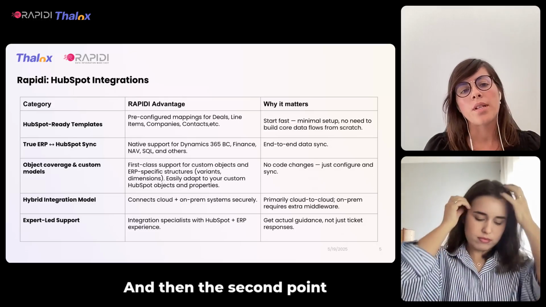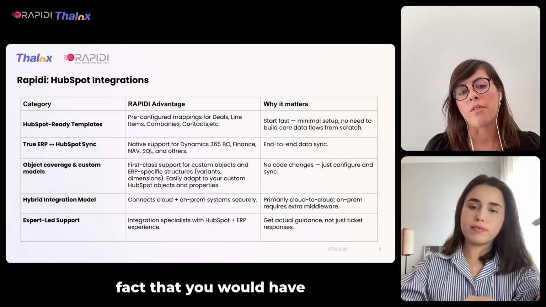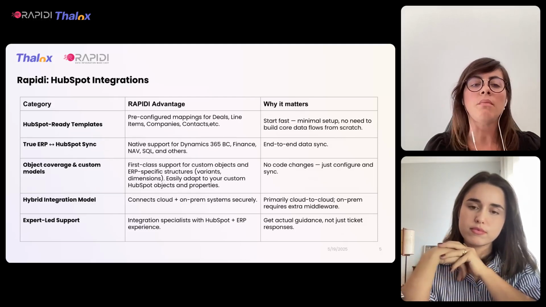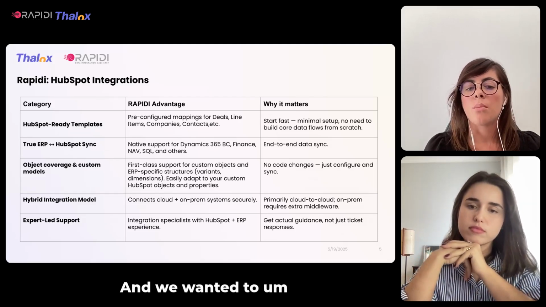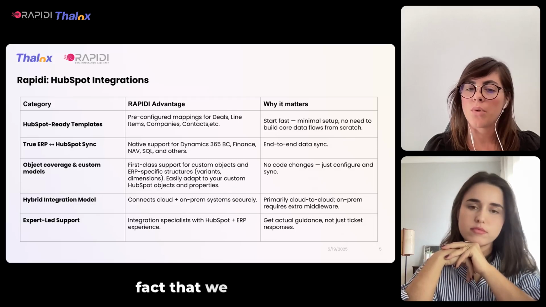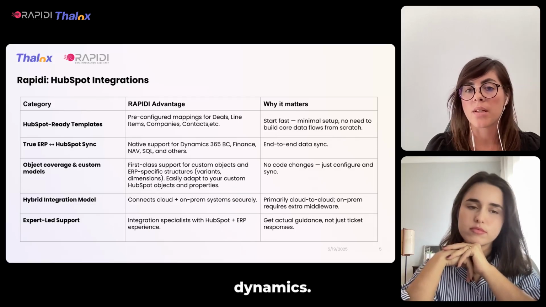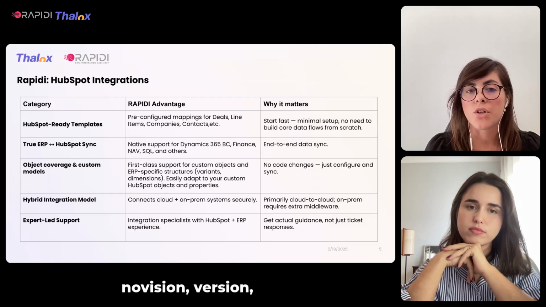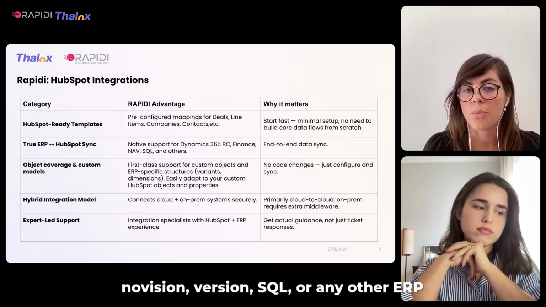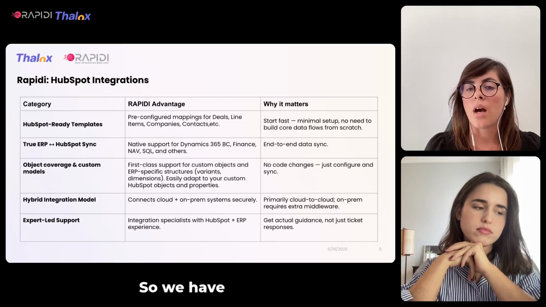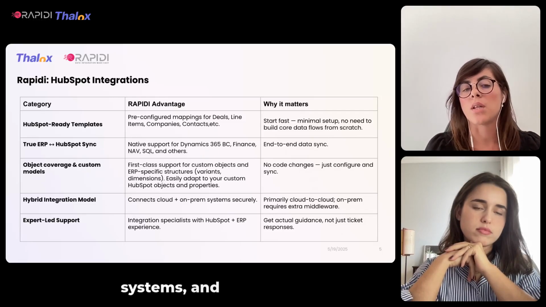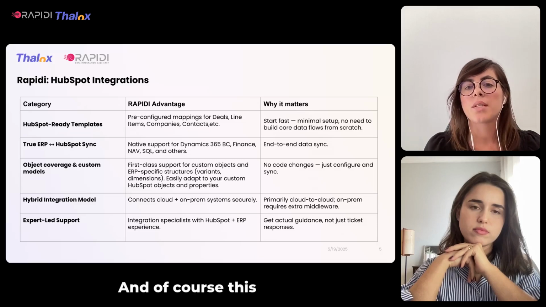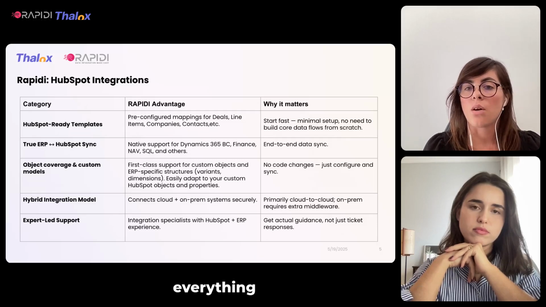And then the second point is about the fact that you would have a real ERP and HubSpot sync. We wanted to focus here on the fact that we have native support for Dynamics: Business Central, Finance, older Navision versions, SQL, or any other ERP that you might use. So we have great support for those systems, and we can ensure that data is sent back and forth. And of course, this matters because then everything will be in sync.